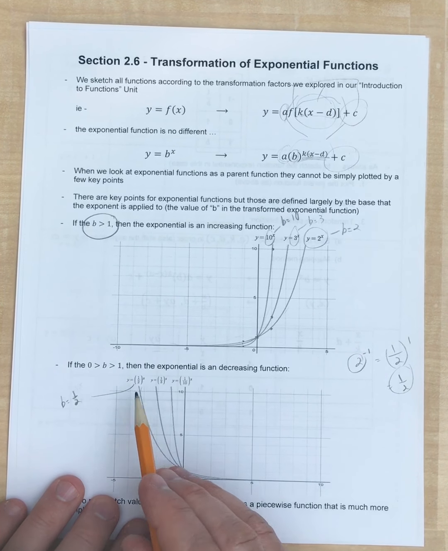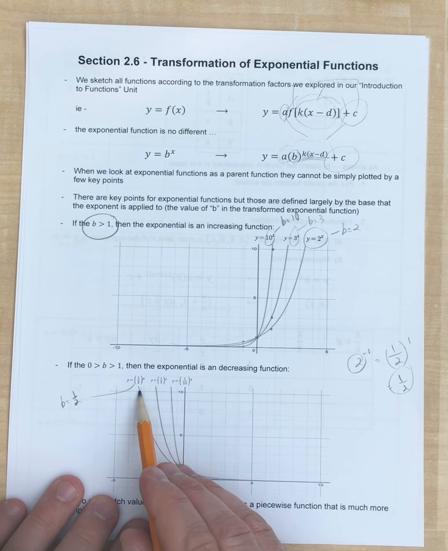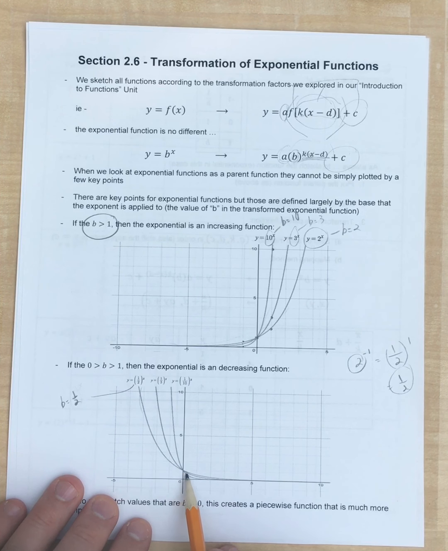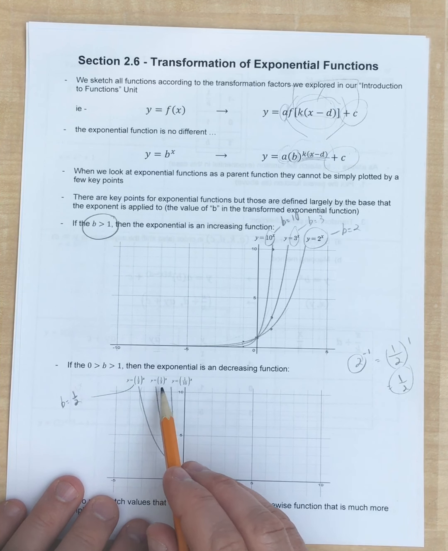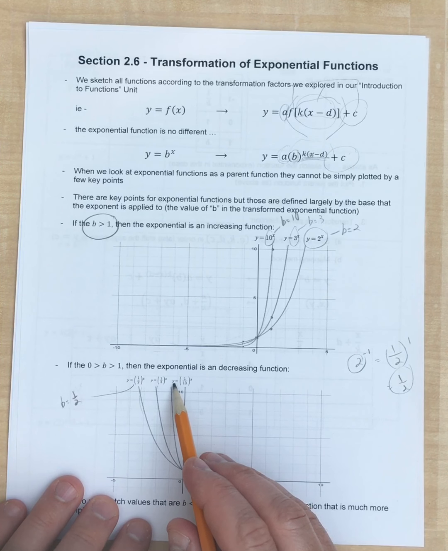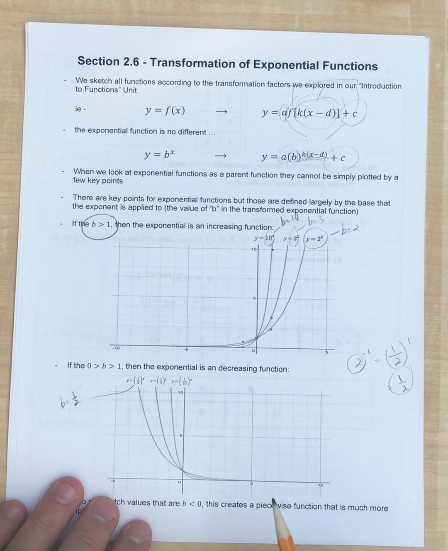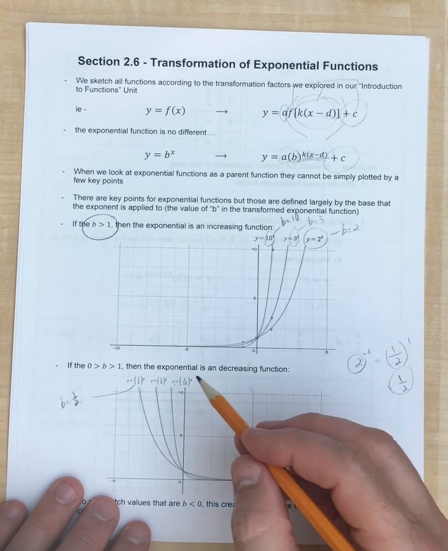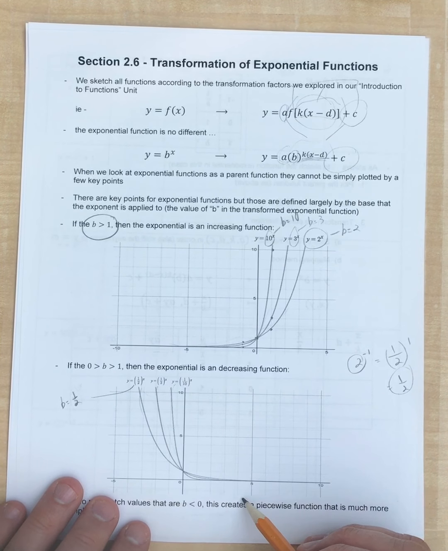Take-home message, though, is if it's a half, it's going to decrease, and then decrease gently, crossing at 0, 1. 1/3 is going to decrease more dramatically, and then 1/10 is going to decrease the most dramatically. So the smaller the number, the larger the decrease.